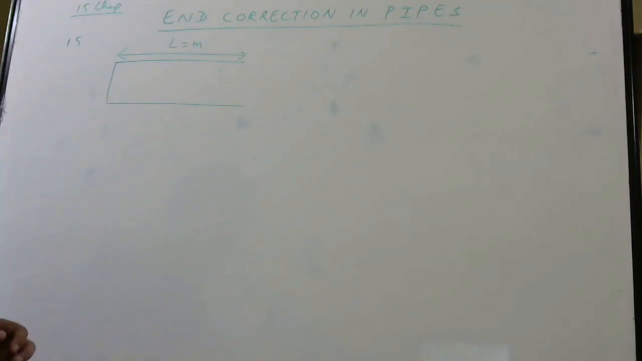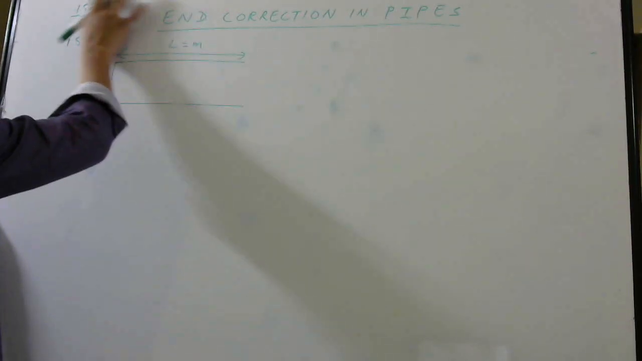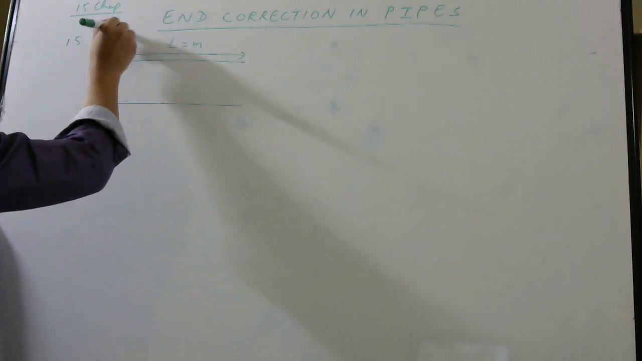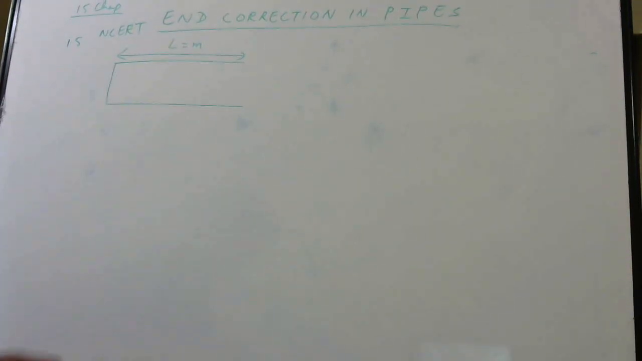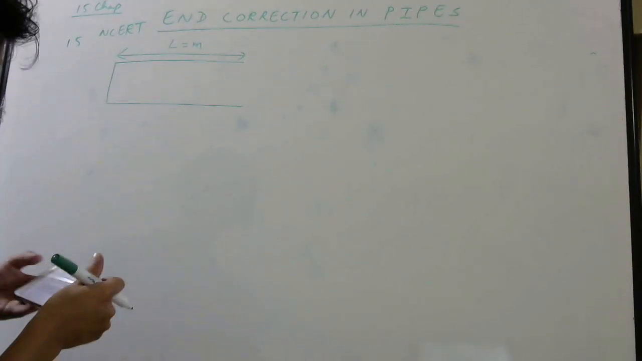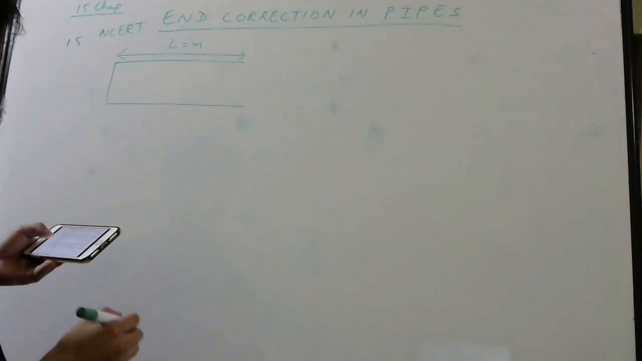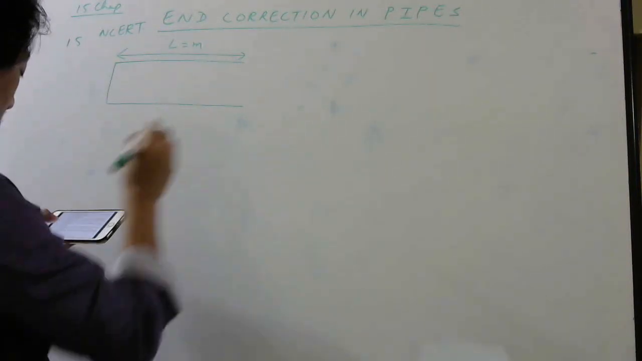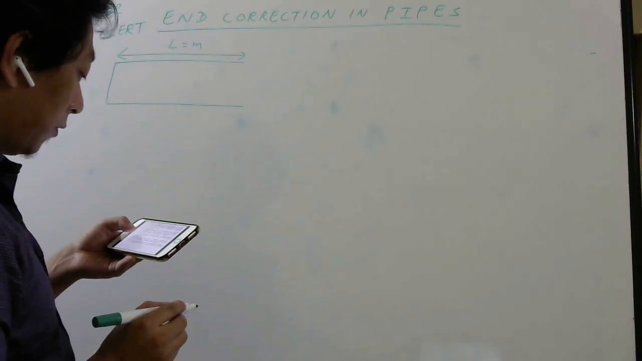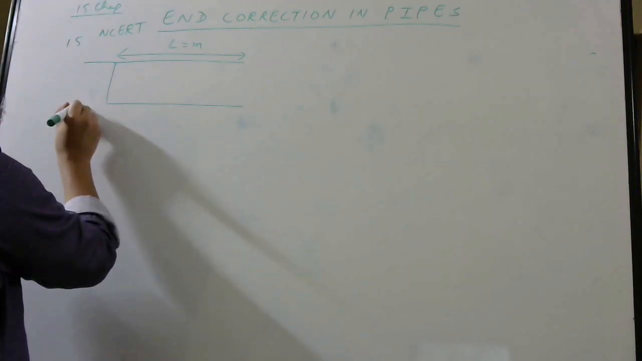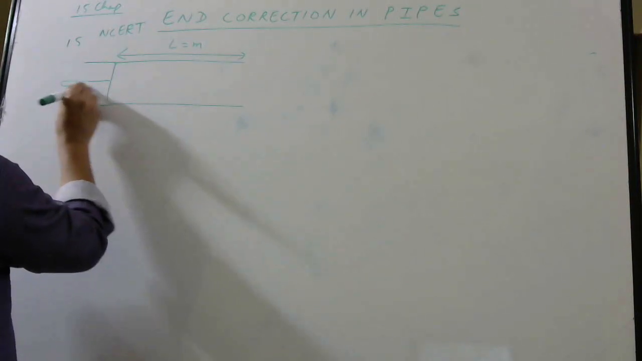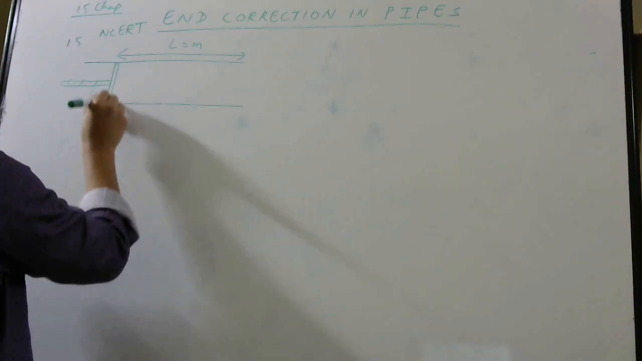Okay, NCERT. NCERT is not visible, right? So let me write here NCERT. Now, what they're saying is a meter long tube open at one end with a movable piston at the other end. So the other end actually is closed, but it has a piston which can be moved like this.